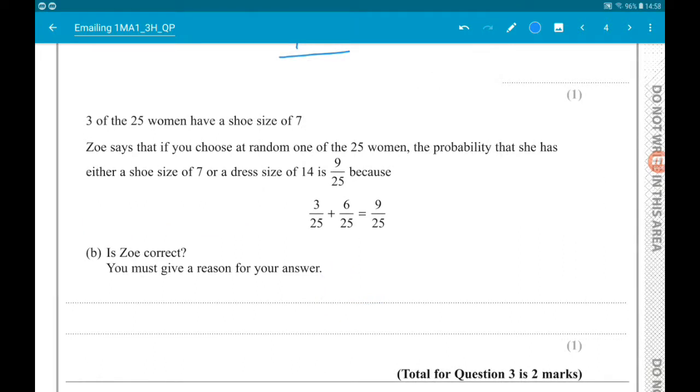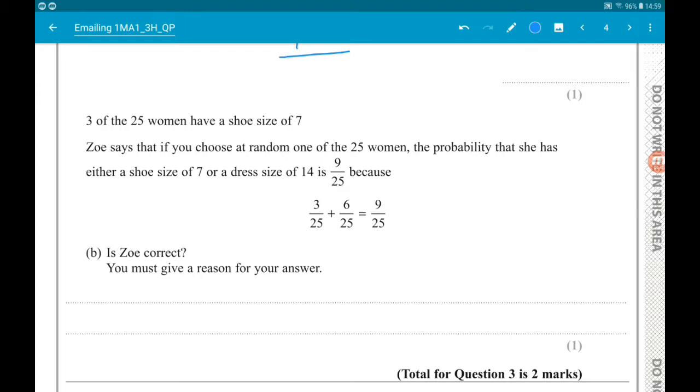Okay, then for part B, where we have a bit of probability. So 3 of the 25 women have a shoe size of 7. Zoe says that if you choose at random one of the 25 women, then the probability she has either a shoe size of 7 or a dress size of 14 is 9/25, because 3/25 add 6/25 is 9/25. Is Zoe correct? You must give a reason for your answer.